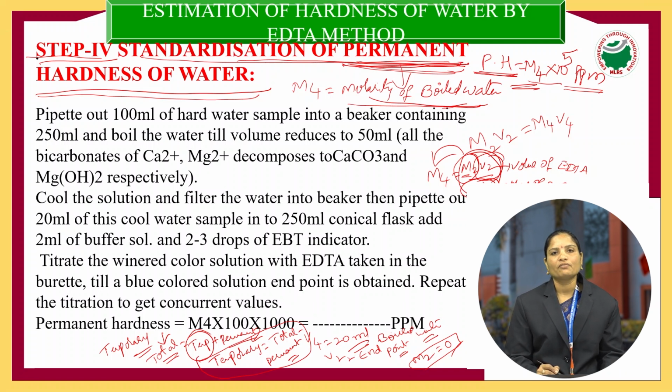Step 3 is the determination of our total hardness. Step 4 is the determination of our permanent hardness. With the help of these two steps we find out temporary hardness. Temporary hardness is equal to total minus permanent hardness. So all these steps are our EDTA method, nothing but a complexometric method. In this complexometric method we find out the total hardness, temporary hardness and permanent hardness.